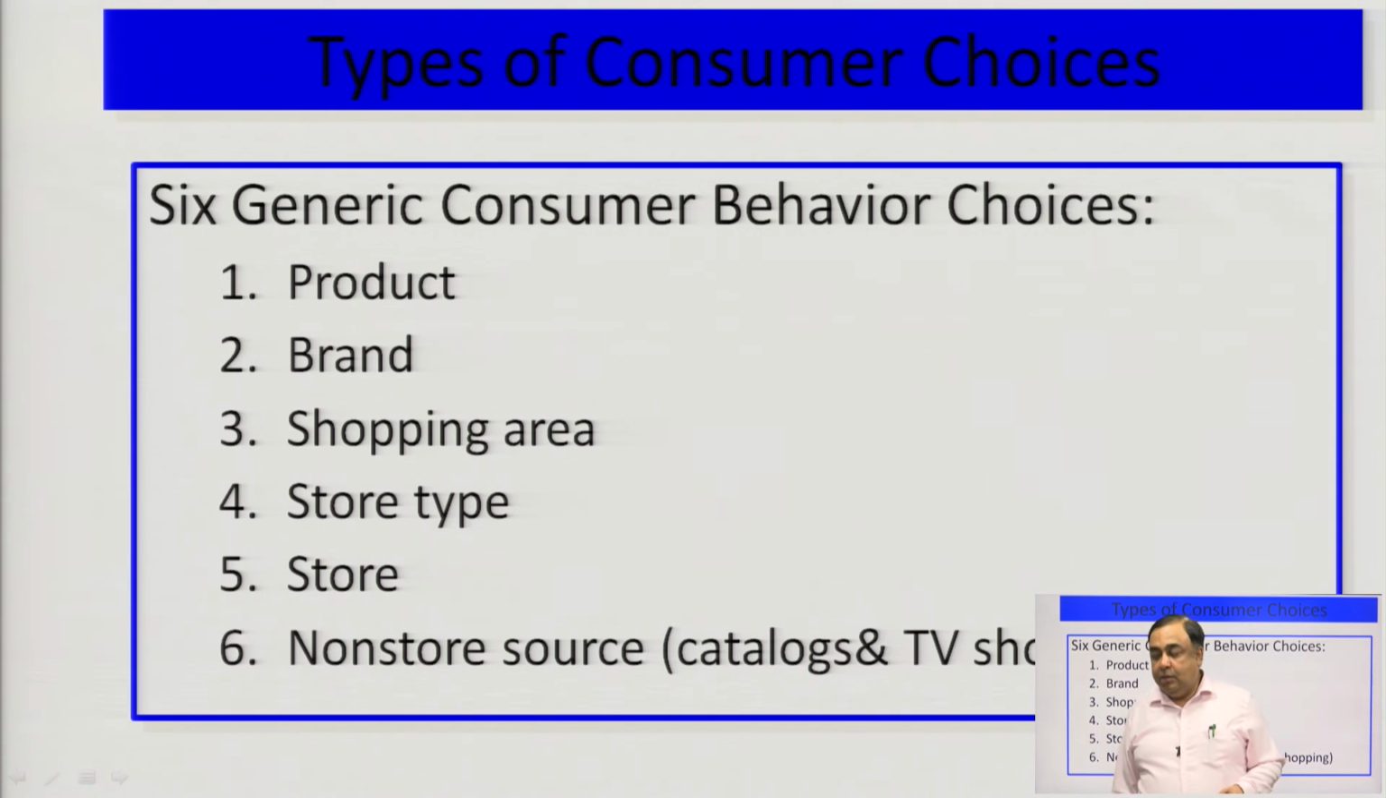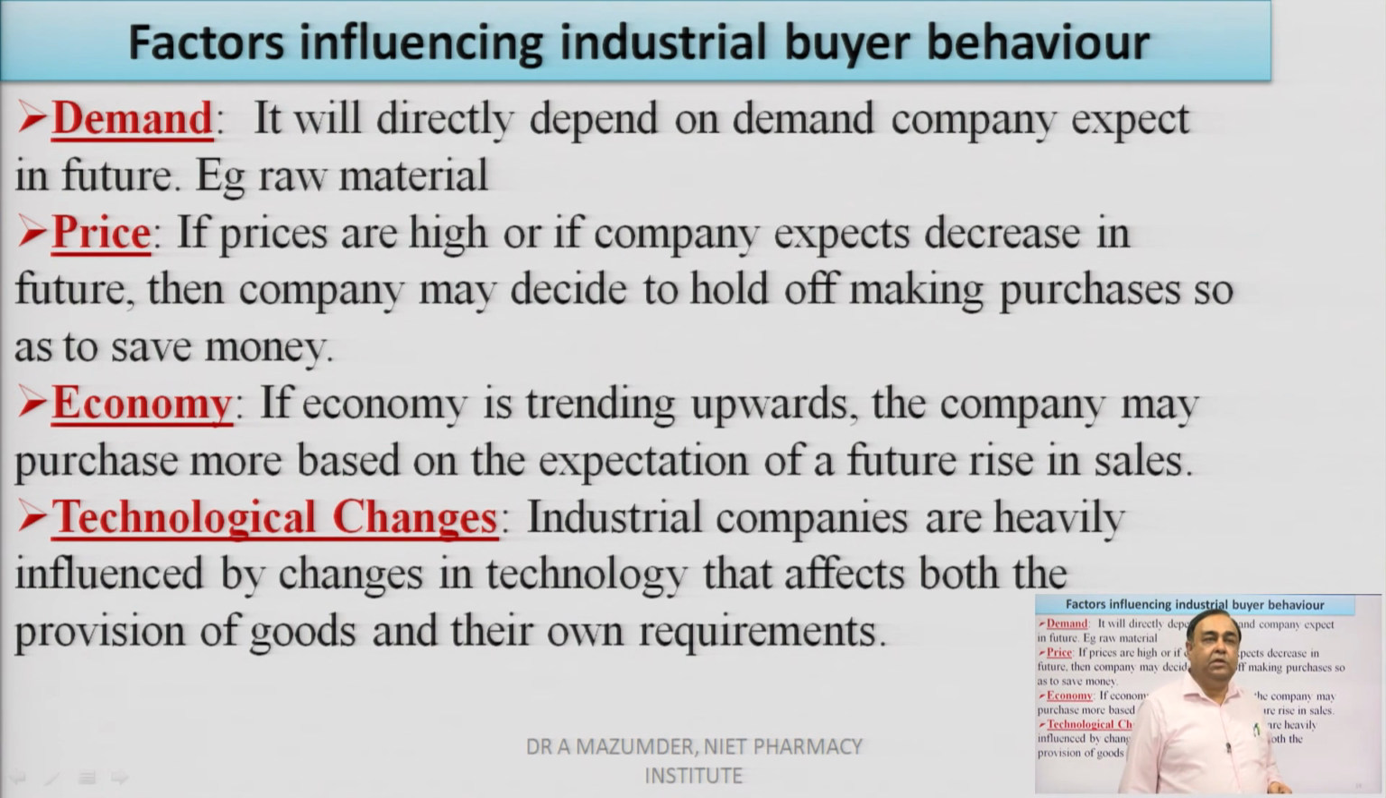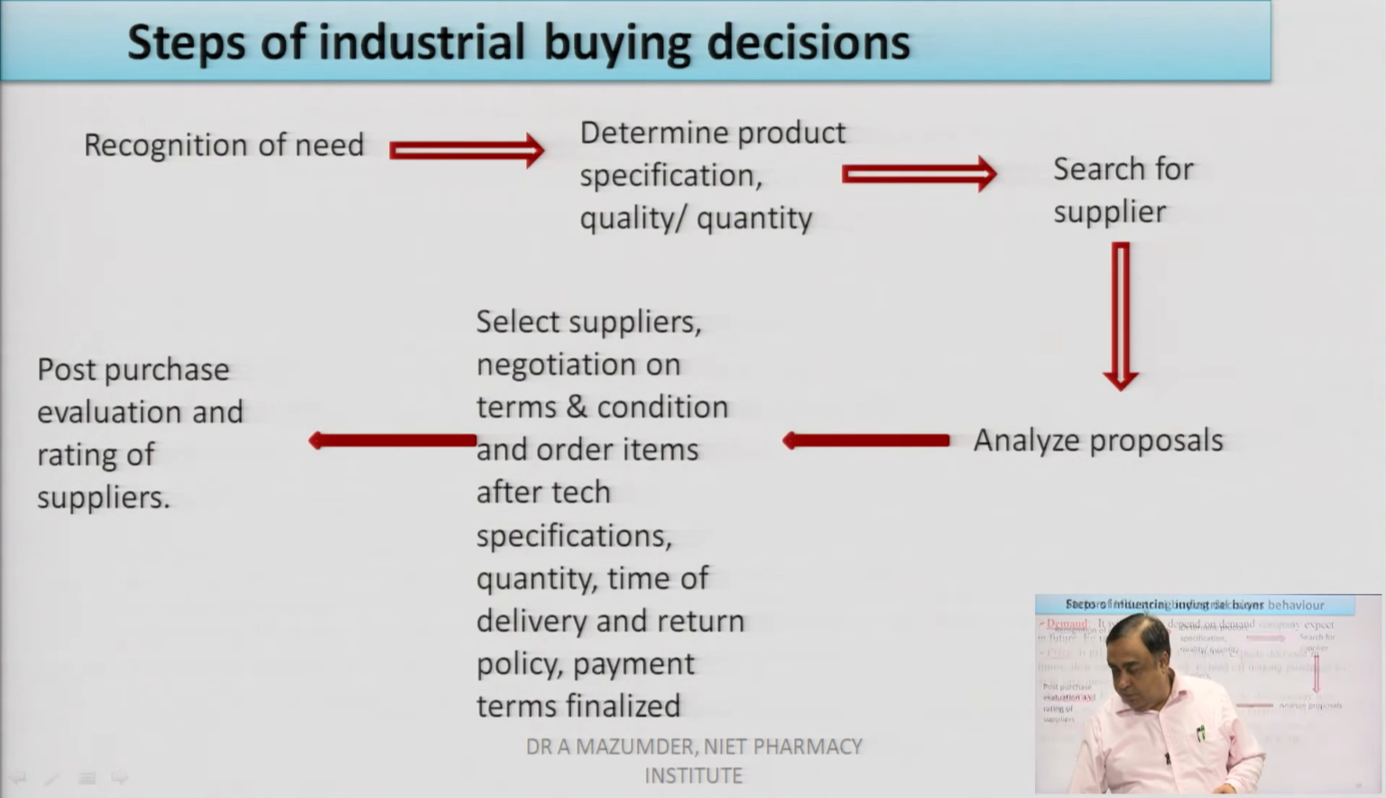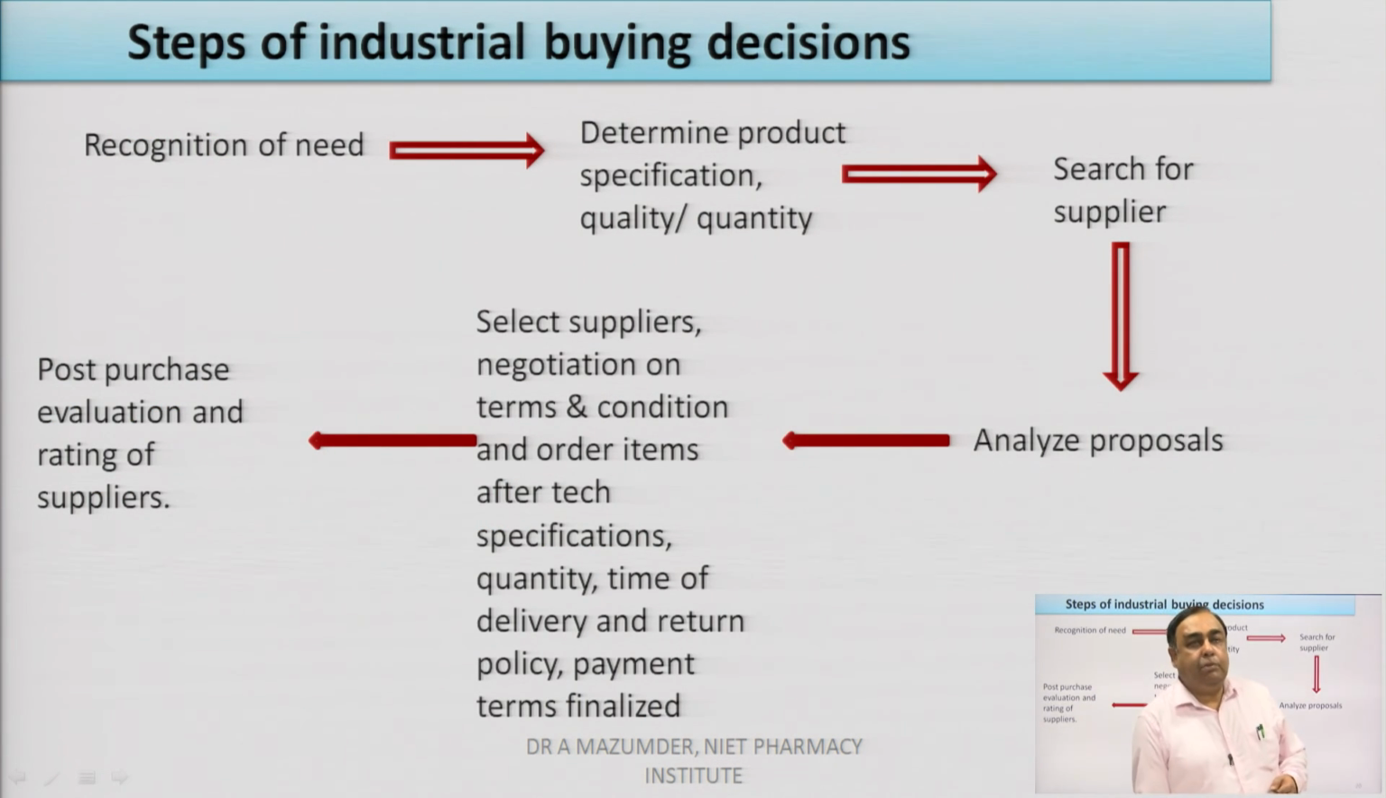Now, as far as the various types of consumer choices are concerned, they are choices in terms of product, brand, shopping area, shopping style, and store and non-store products. Factors affecting industrial buying are the demand, which directly depends on the demand the company expects in future. Price is another important factor, along with economy and technological changes. These are some of the very important factors which affect industrial buying behavior.